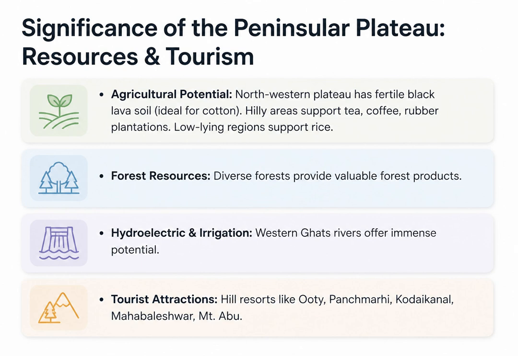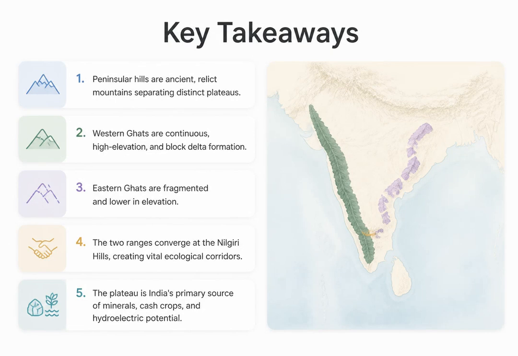Furthermore, the rapid rivers descending from the Western Ghats provide massive potential for hydroelectric power and irrigation. Finally, the cool climate of these hills has given rise to famous tourist resorts like Ooty, Kodaikanal, and Mount Abu, driving significant regional economies. Let's summarize our key takeaways.